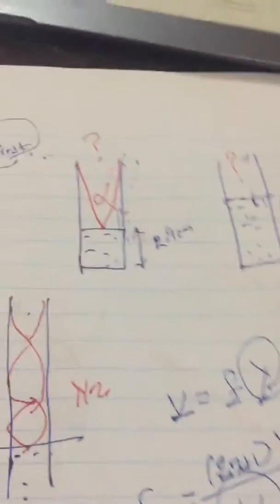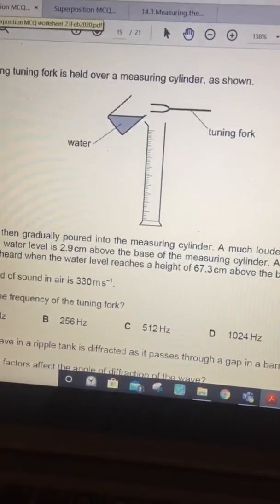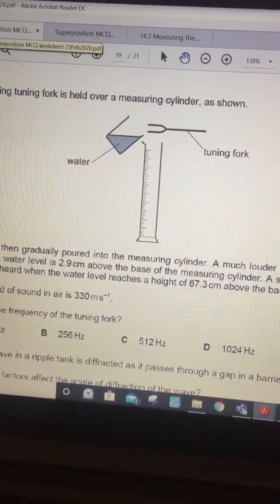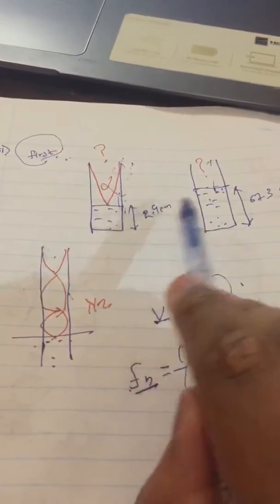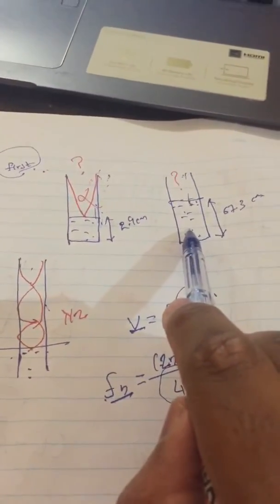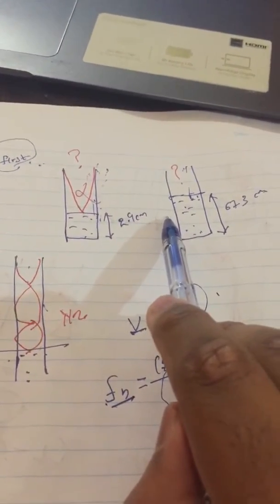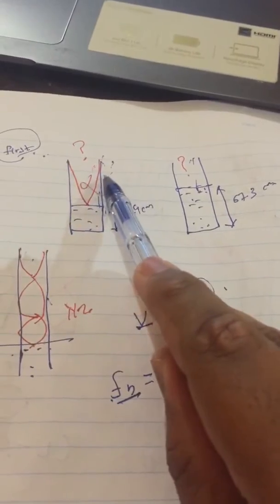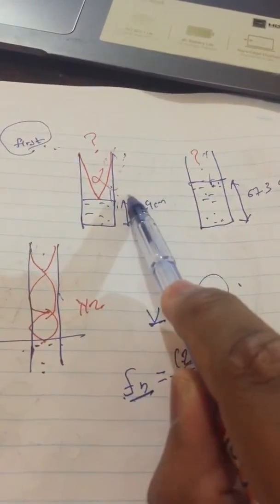Okay, so what I'm trying to say is that if you consider this question, between two successive patterns in that air column, the length will increase or decrease by lambda by 2.